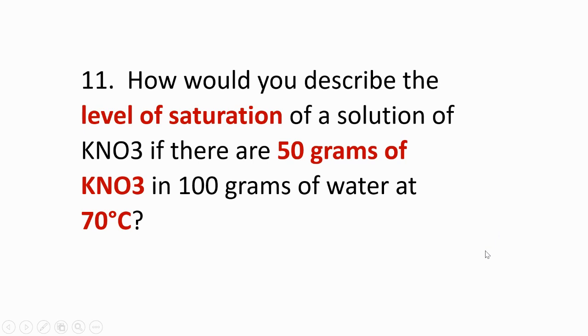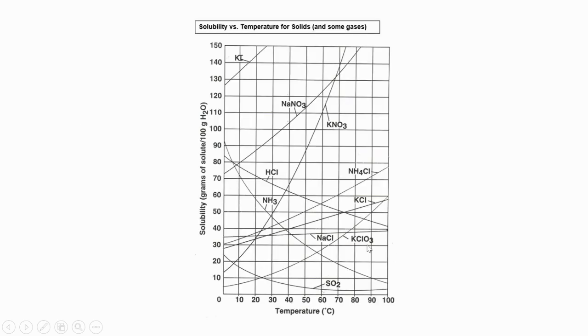And the next question. Now we've got 50 grams KNO3, but now the temperature is 70 degrees. Well, I am able to dissolve about 140 grams of KNO3 at that temperature. I have only dissolved 50, so that solution definitely falls below the KNO3 line. So that represents an unsaturated solution.